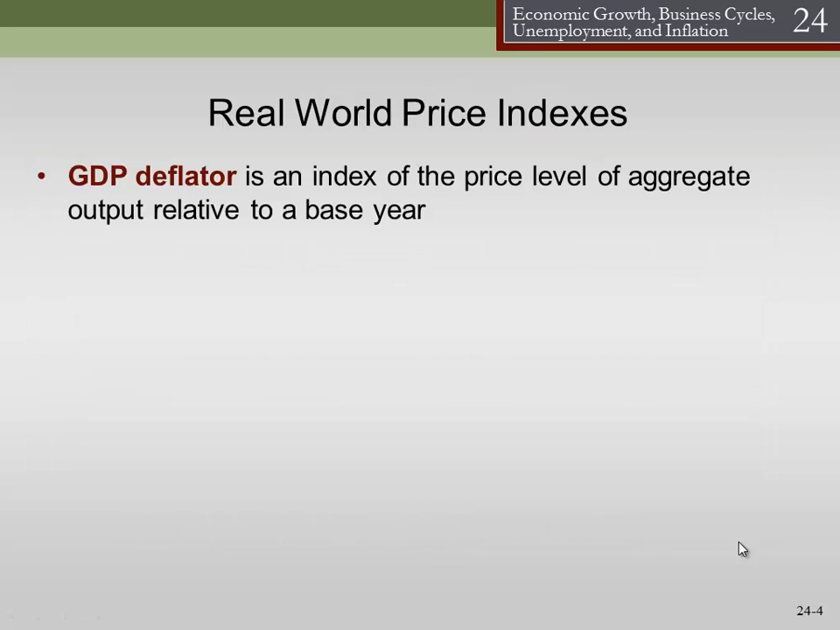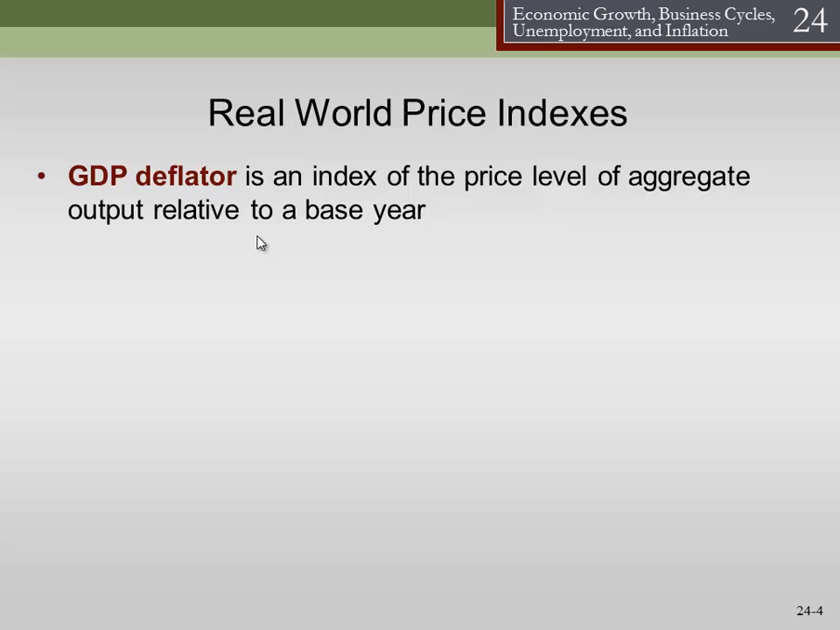So, some real world price indices. GDP deflator. GDP deflator basically uses all of the goods within GDP, so all final goods and services produced within the economy, as its basket of goods. Now, there's a couple of cool things about the GDP deflator. One is that it's a chain-weighted price index.